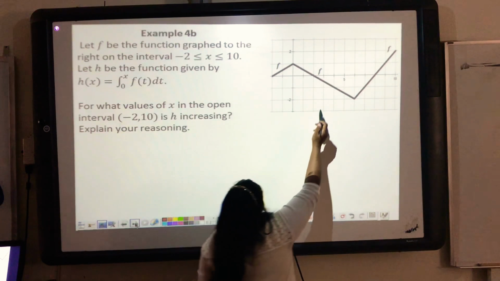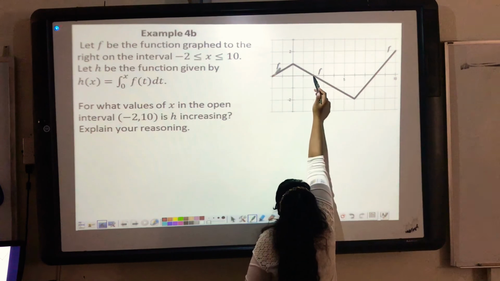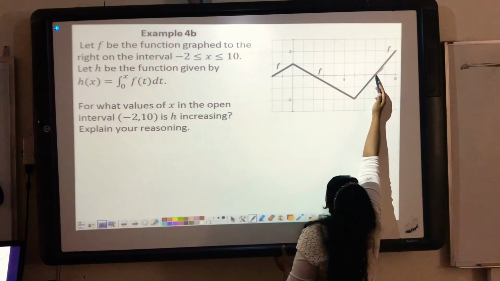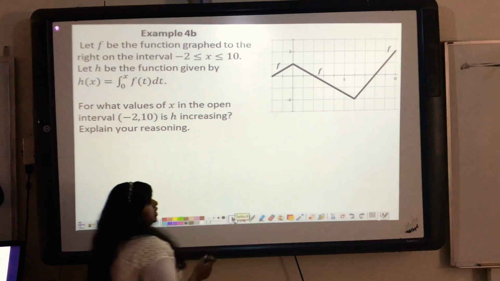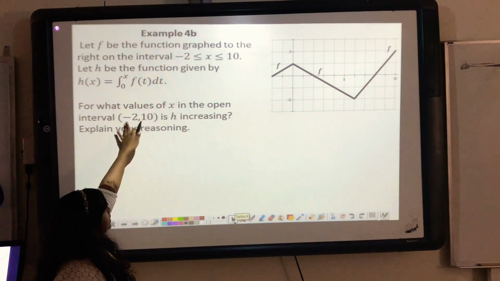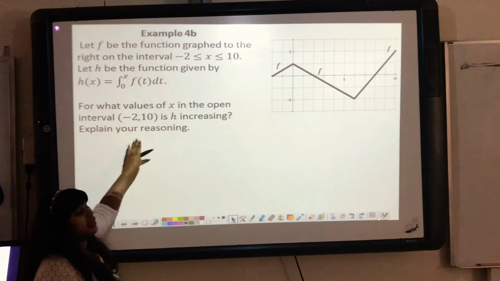So where's my function above the x-axis from the interval negative 2 to 10? Well, here, from negative 2 to 2, and from 8 to 10. And I think when I was writing this, I only saw the right-hand side. I didn't catch the left-hand side. My apologies. But it doesn't just end there. It says, explain your reasoning.